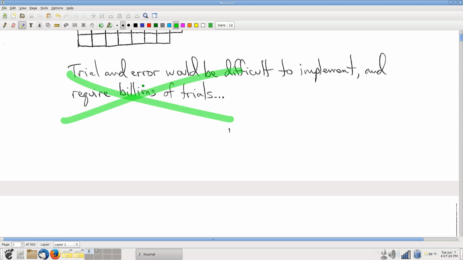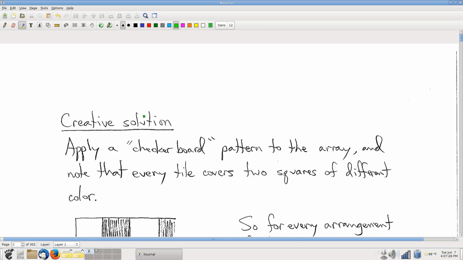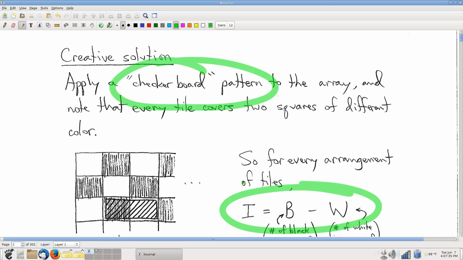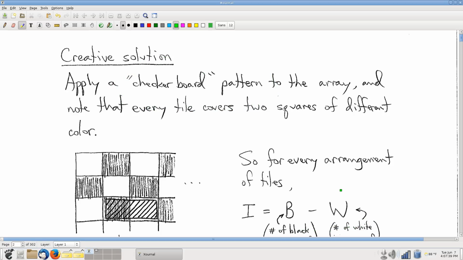So we didn't have to try billions of trials, right? This clever solution of thinking about the checkerboard pattern and thinking about this number I and what it must be allows us to come up with an answer with no tedium at all.